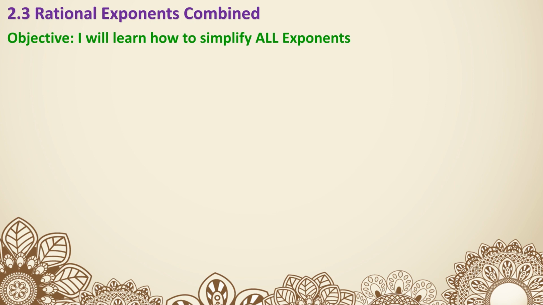In this lesson, we are going to talk about 2.3, rational exponents combined. So it's basically a combination of the previous lesson where we learned about rational exponents and the lesson before that, where we reviewed all the exponential properties. So there you go. Let's have some prior knowledge first.